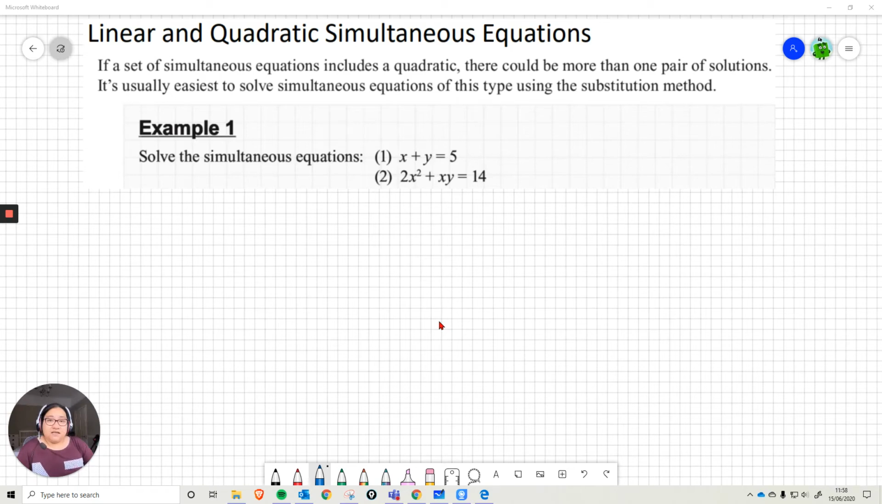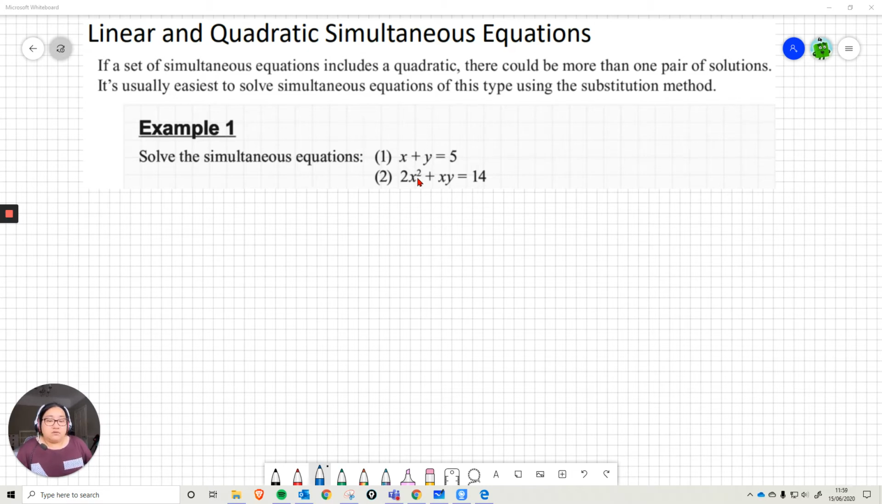Hi, today we're going to look at solving simultaneous equations where quadratic equations are involved. If you have a look at this example, it's got a linear equation here, x plus y equals 5. And our second equation involves an indice squared, so a quadratic equation. And this involves using a different method.